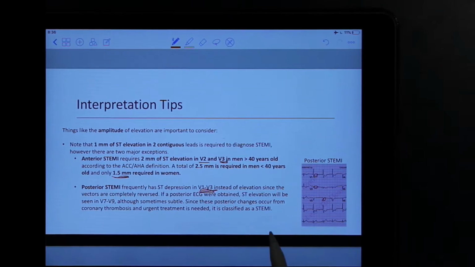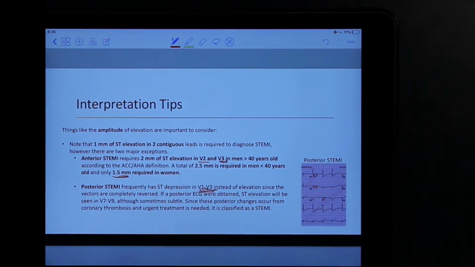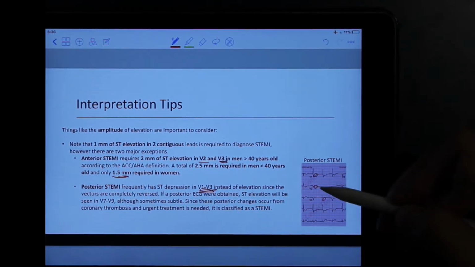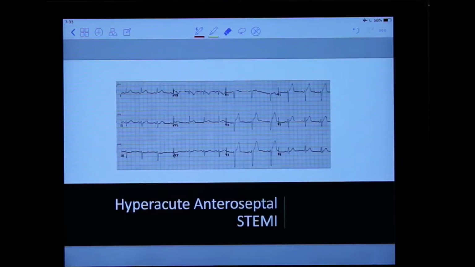So, since these posterior changes actually occur from coronary thrombus and require urgent treatment, it is still classified as a STEMI, even though we see that this is going down. So on this slide, we see an example of hyperacute anteroseptal STEMI.